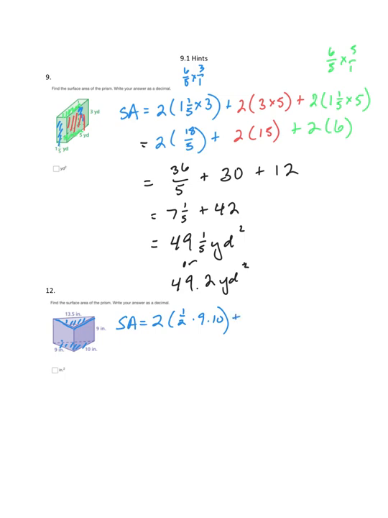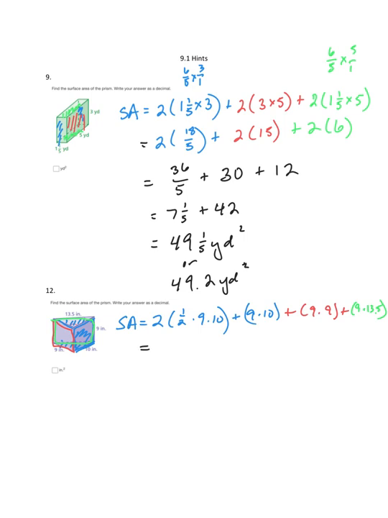Plus, this time we don't have 2 that are the same. We have all 3 that are different. We have one rectangle that's 9 by 10. That's this one right here. Plus, we have this rectangle here, which is 9 by 9. Plus, we have this rectangle in the back, which is 9 by 13.5. Now let's go ahead and simplify this.